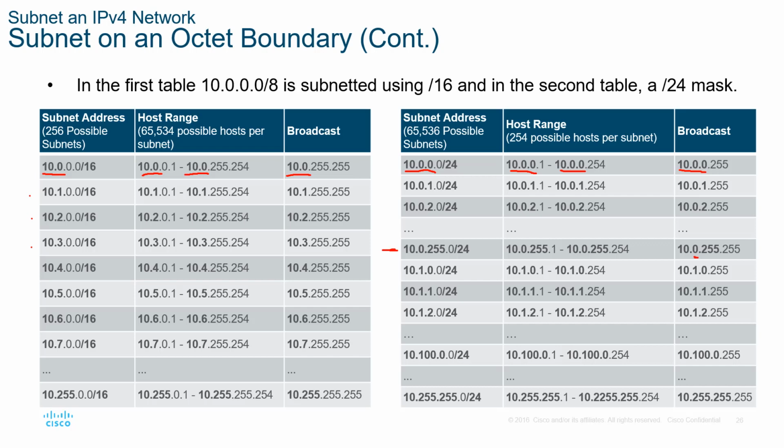This allows us to have 65,000 possible subnets. Essentially what we do is we look at how many host bits there are, and from there we can figure out how many possible subnets. And each subnet will have a host range of 254 possible addresses.